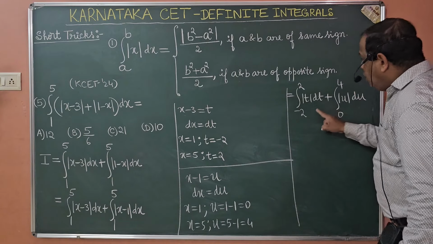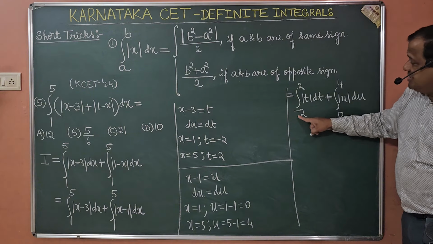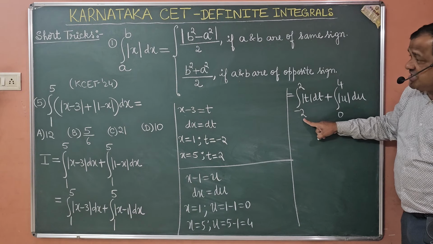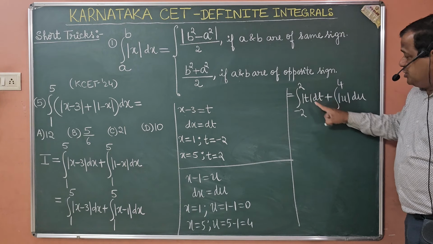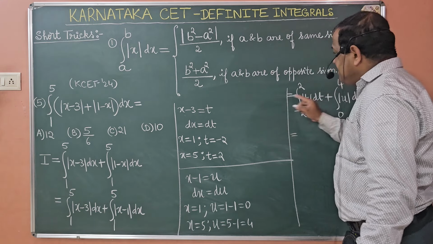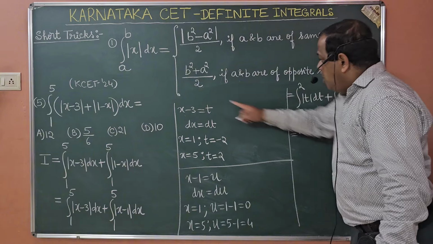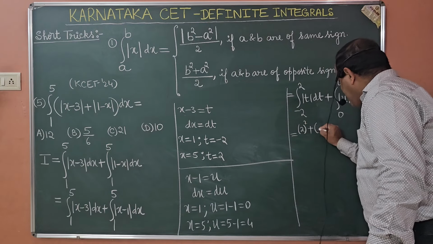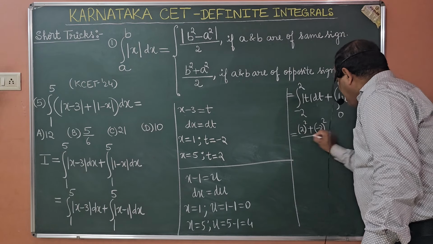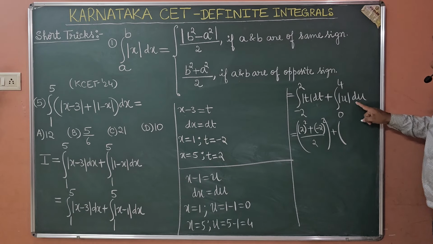And now let us apply the same shortcut method to both. First I tell you, this is from minus 2 to 2. Lower limit is negative, upper limit is positive. Therefore, this comes under second case. Therefore, for this the answer is upper limit square, 2 square, plus lower limit square, minus 2 square, divided by 2. This is the first one. But this is plus, look at this one.